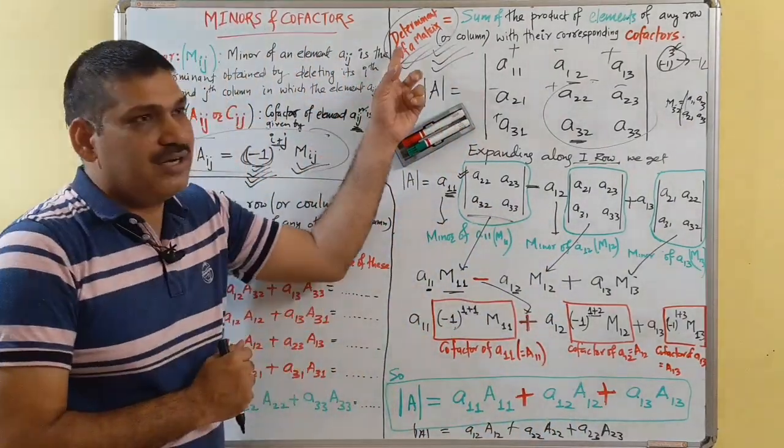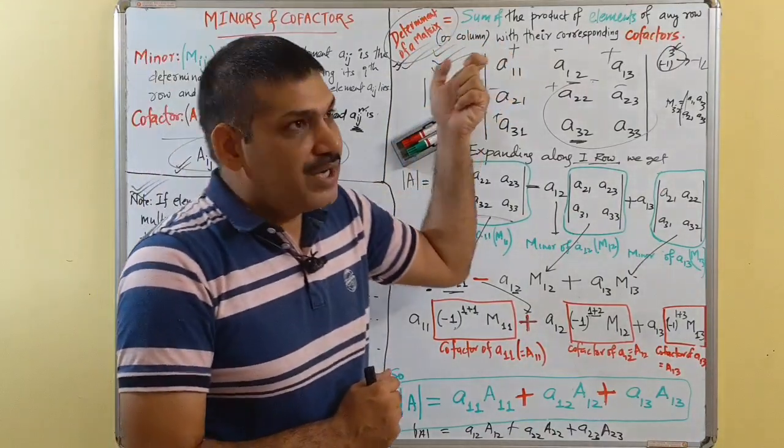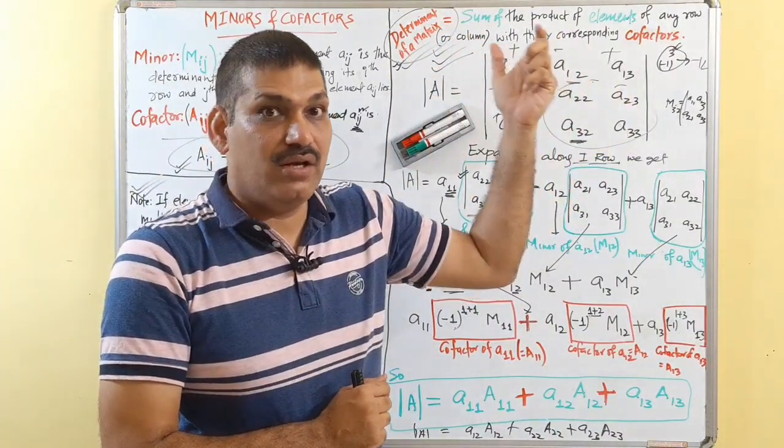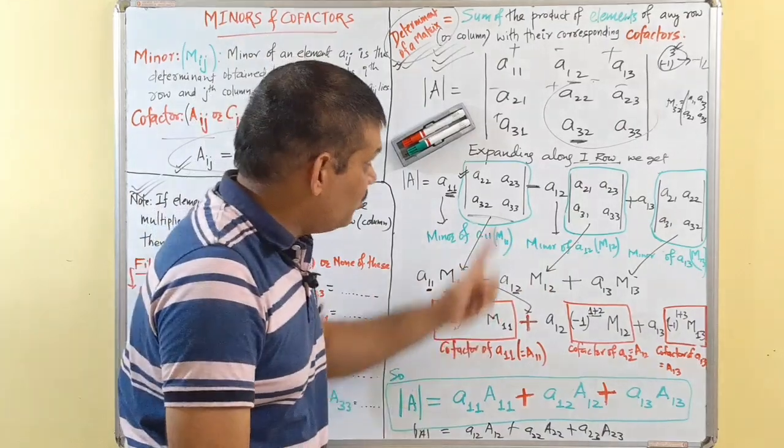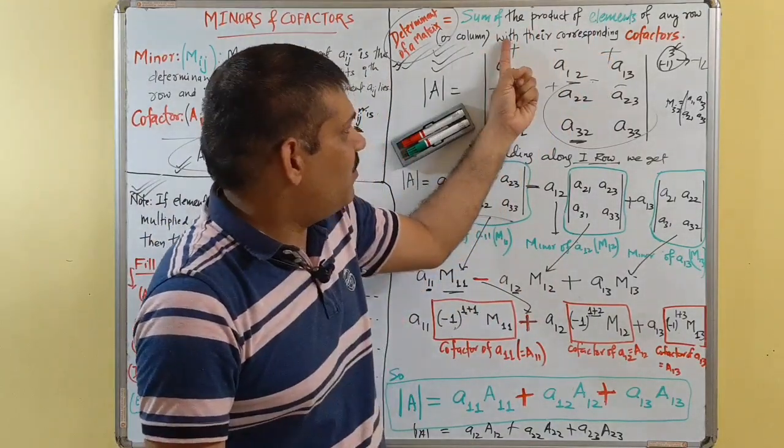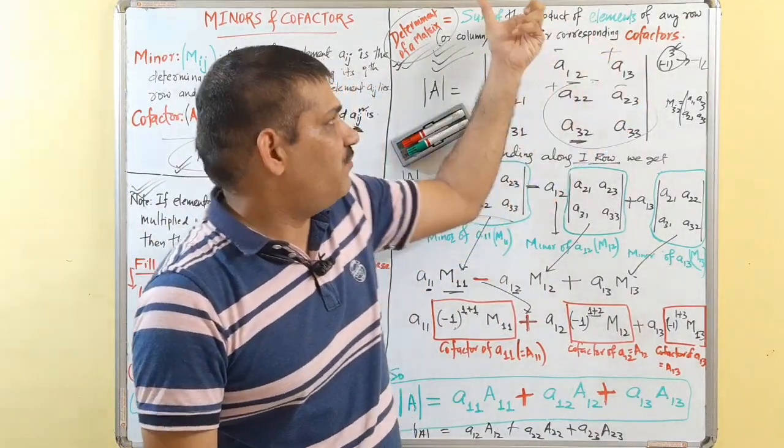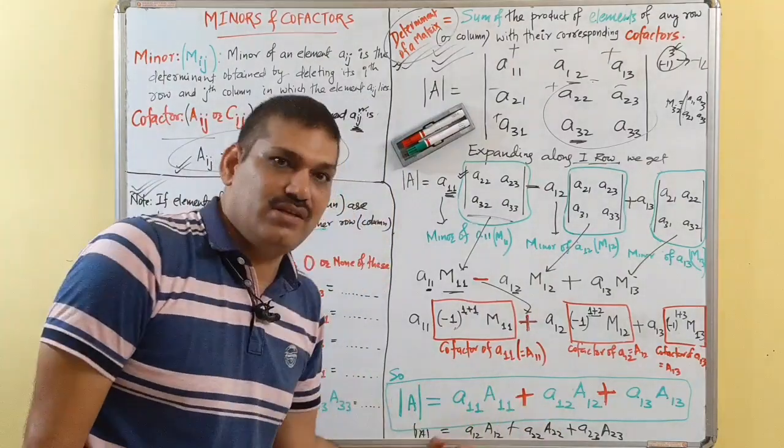Now, there are two things. First, very important: if the elements of a particular row or a particular column are taken and those elements are multiplied by their corresponding cofactors, and if we take the sum, then we get the value of the determinant.